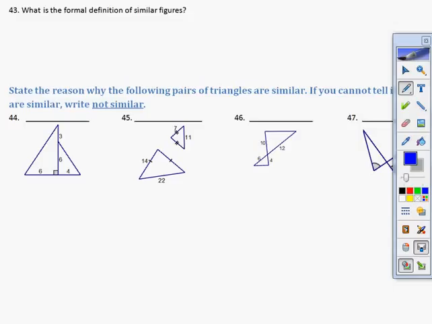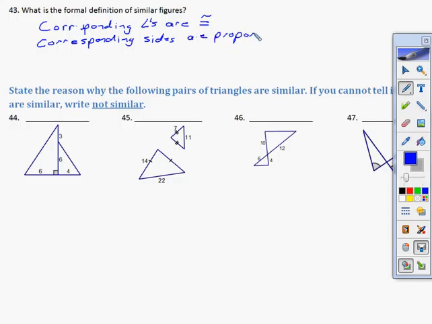So we want to know what the formal definition of similar figures is, and that definition is that in the figures we know that corresponding angles are congruent, and then corresponding sides are proportional. And that's the definition.